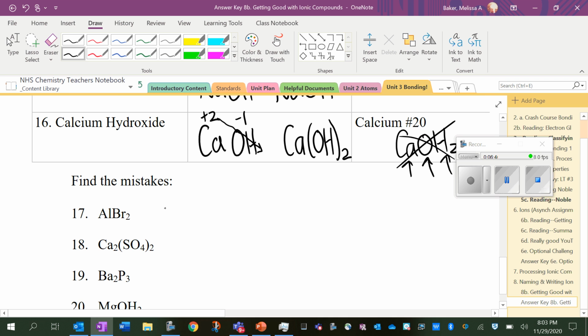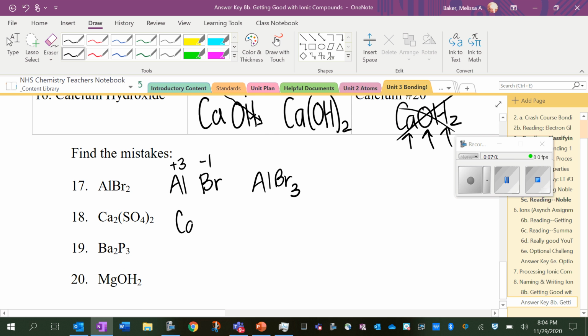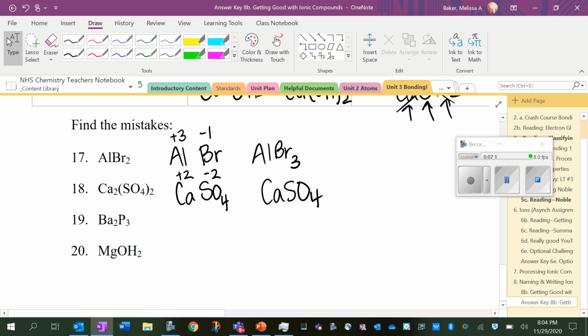Find the mistakes. Aluminum's got a +3 charge because it's in group 3A, and bromine's got a -1 charge. So this should be AlBr3, not Br2. Calcium's got a +2. Sulfate is one of the common polyatomic ions. It's got a -2. So this should just be CaSO4. You don't need to crisscross the 2's if they cancel out.